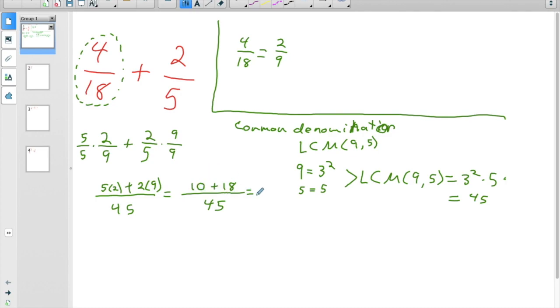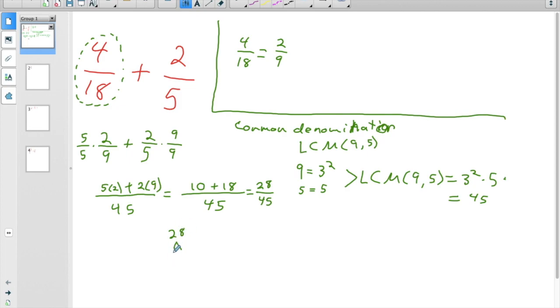These two add together to give us 28. So we have 28 over 45. The only thing left to answer is, does this fraction reduce? If you don't see right away, an easy way to go about it is to just factor both numbers completely.